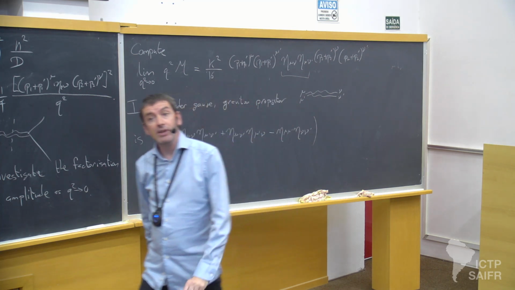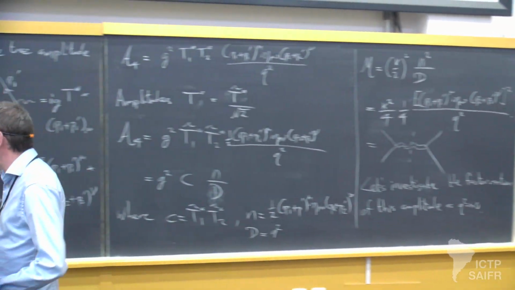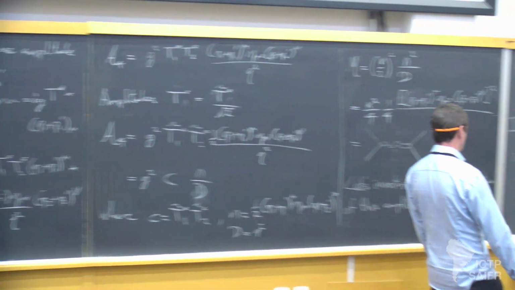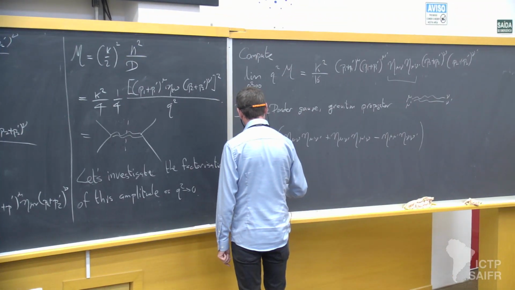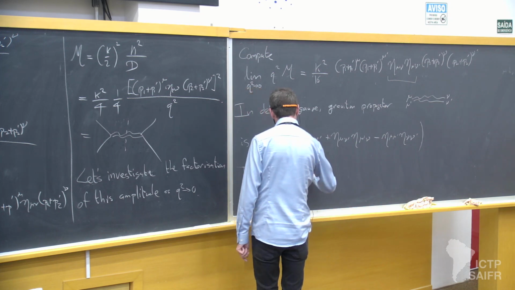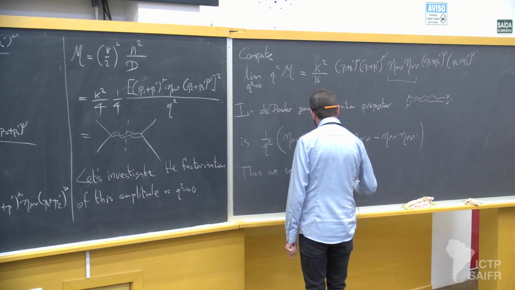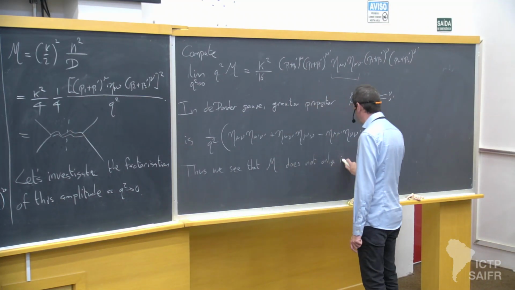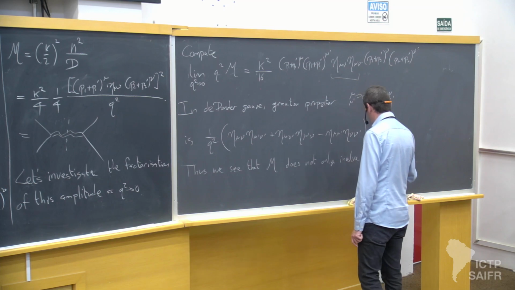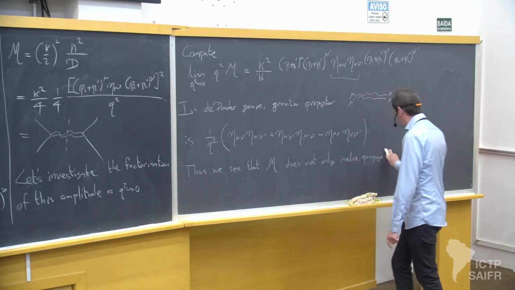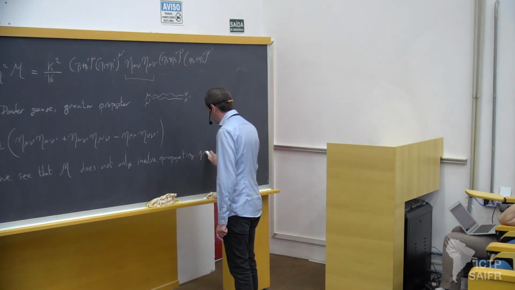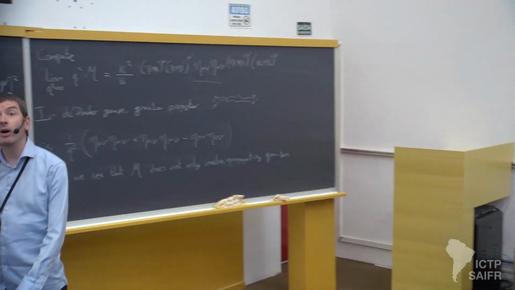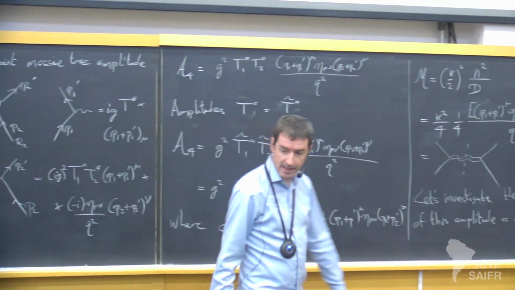Now, there's a reason for this. What has gone on here is, maybe I should write something. Thus we see that M does not only involve propagating gravitons. There are other particles propagating. So we propagated some other stuff in there that maybe we didn't really want to. Now, there is a good reason for that.